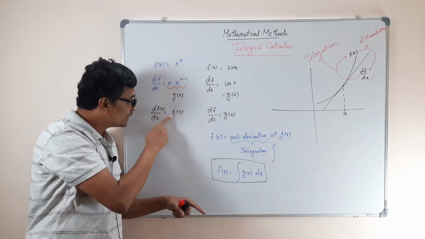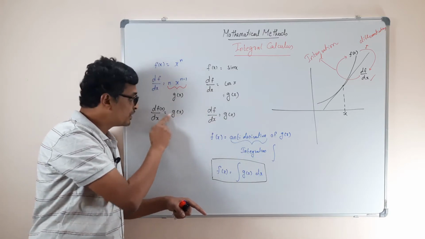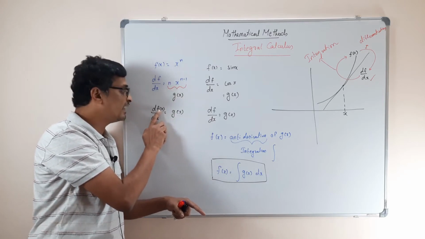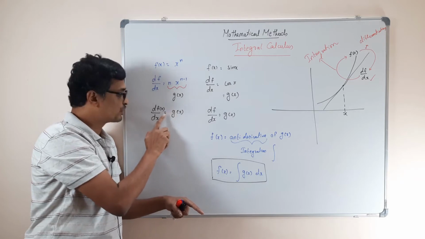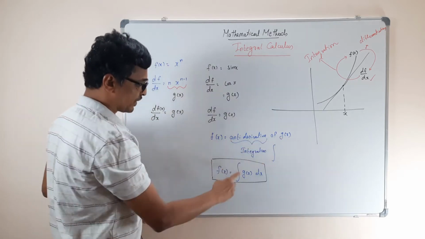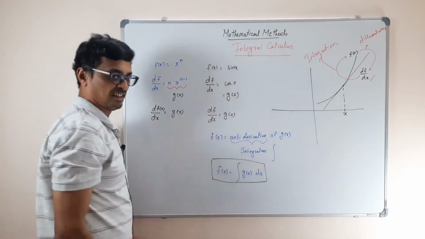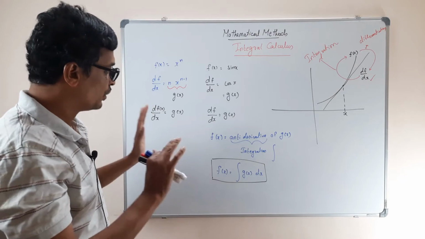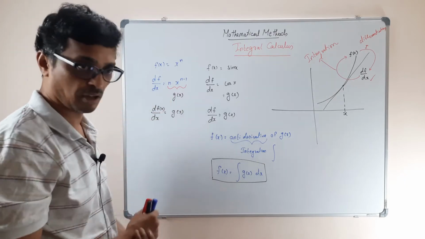So that means I know this is g of x. I'm giving you g of x. You want to find what is f of x. That means kind of an antiderivative. Am I right? So what am I going to do? So f of x will be the antiderivative of g of x. I'm going to write it as a symbol. Okay. So this is what your integration is all about.